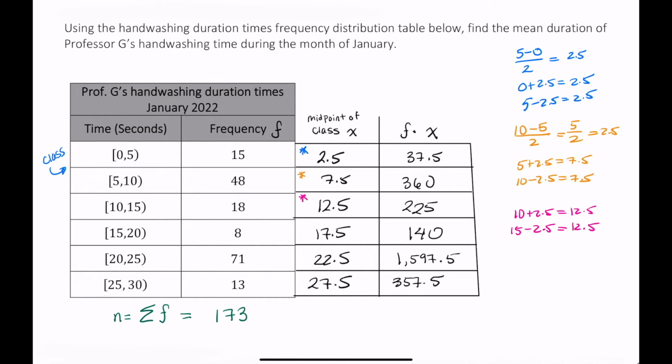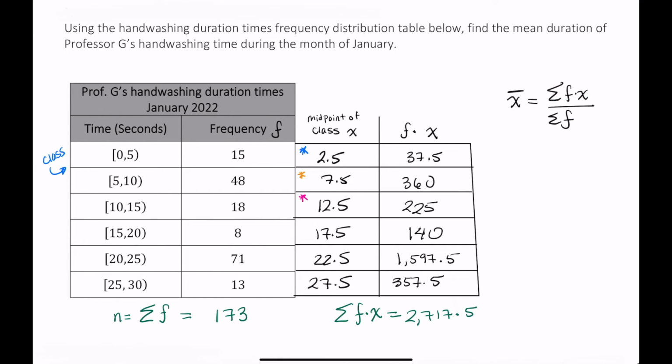The other thing we need to add up is the product of F times our class midpoint. So we're going to add up this entire column here. So take a moment, pause your video, and add up all these values. Okay, you should have 2,717.5. So the final thing we're going to do, our mean from this sample, which remember is X bar, is equal to the sum of the frequencies times the class midpoint divided by the sum of the frequencies.